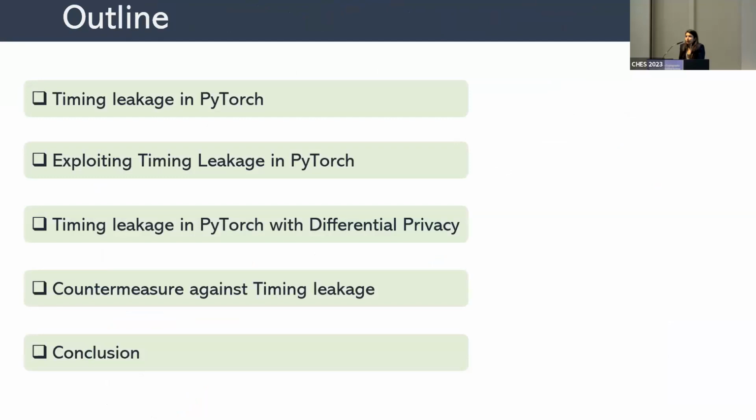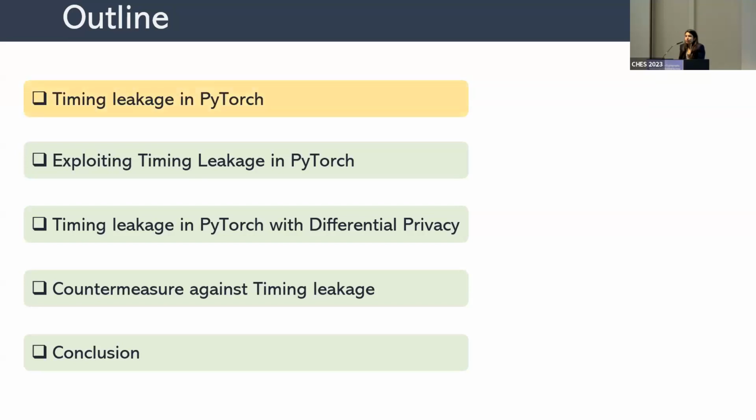So, the outline of this presentation. First, I'll be discussing the timing leakage which I observed in PyTorch. Then I'll be discussing how this timing leakage can be exploited. And then what happens if a model is trained with differential privacy? Does this leakage still exist? And if it exists, can it be exploited? And then lastly, I'll be discussing a cost-effective countermeasure against this timing leakage.